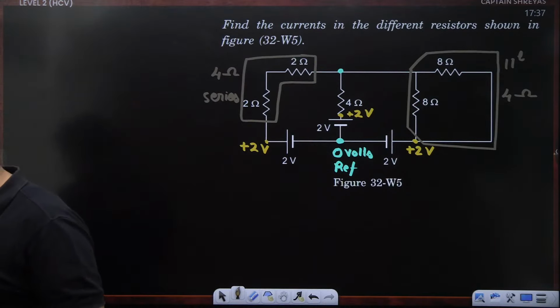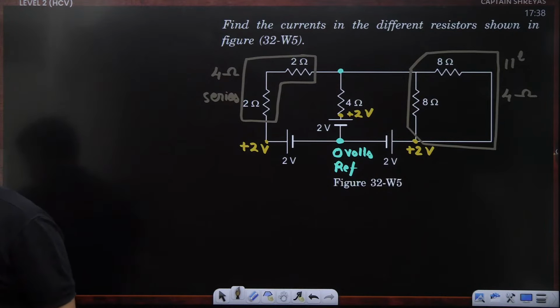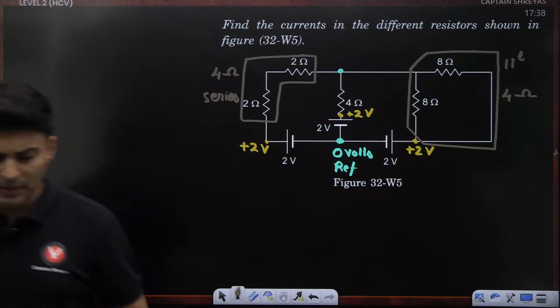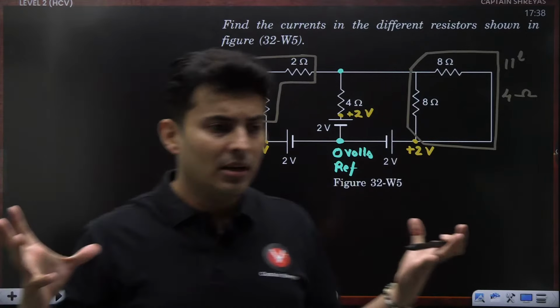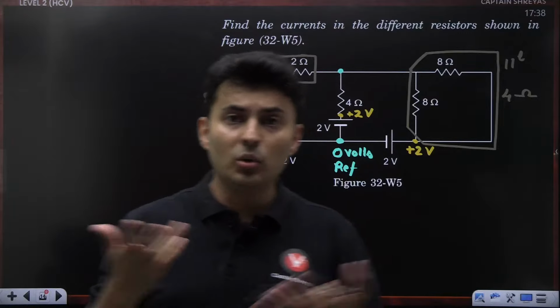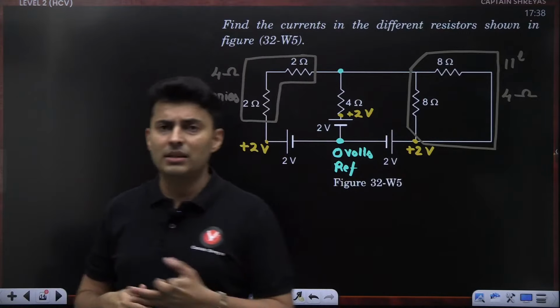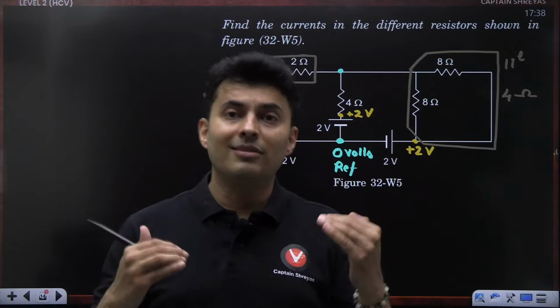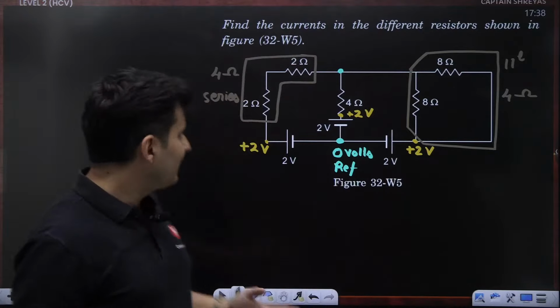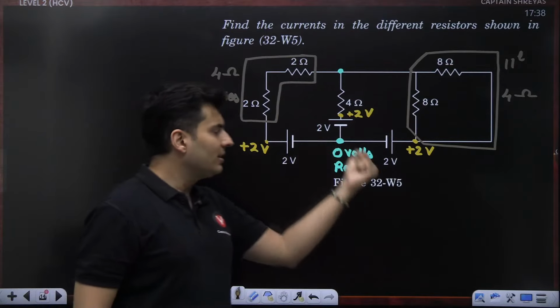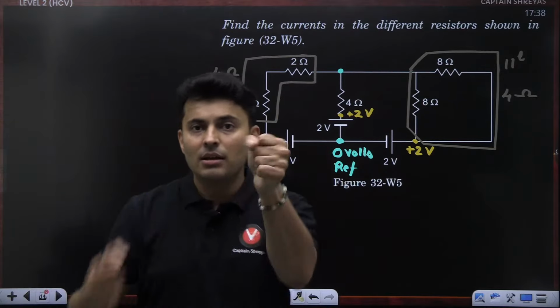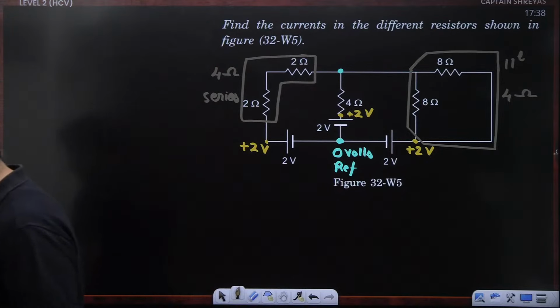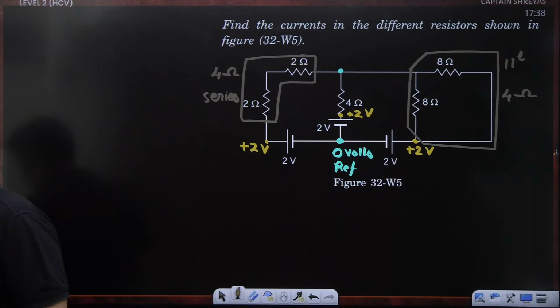Where we locate the reference voltage is completely up to you, your choice. Usually choose a point which is common for multiple batteries or multiple capacitors, if there are two or three capacitors, in this case there were no capacitors, or a point which looks convenient to measure with respect to. In this case I saw this was the point because all three batteries' negative terminals were combined together, so that's the reason I took it. But let me tell you, the answer won't change just because I choose some other point as 0 voltage.